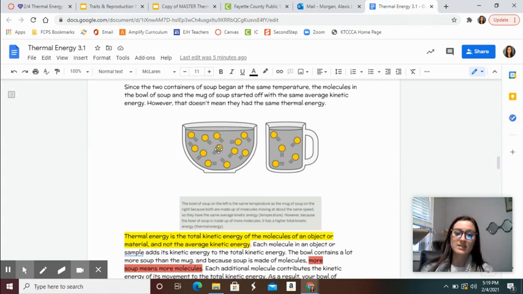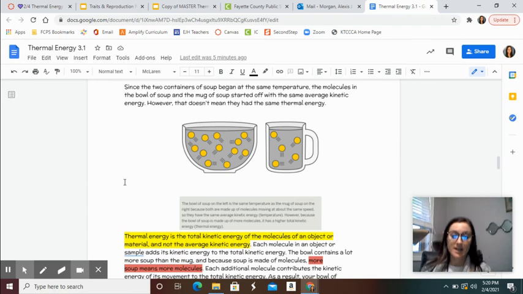And there's a few differences. I noticed that the bowl of soup has a lot more molecules and the cup has less. And so the fact that the bowl has more molecules means it has more thermal energy because there's more. And since there's more molecules, there's going to be more kinetic energy available because there's a lot more movement, because there's just more. And then opposite in that mug, there's just less. There's only 5. And so they're not going to be able to get as much kinetic energy, because thermal energy is the total kinetic energy.